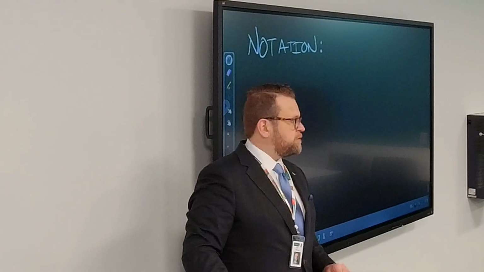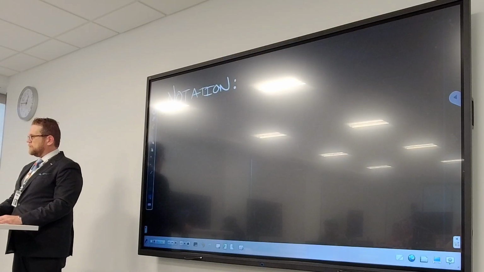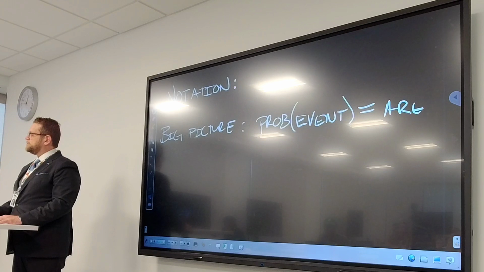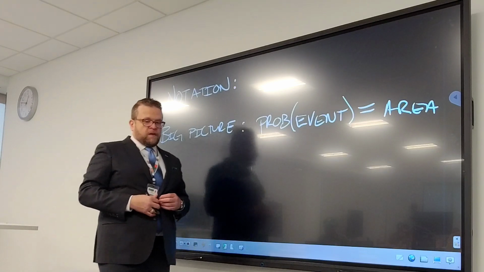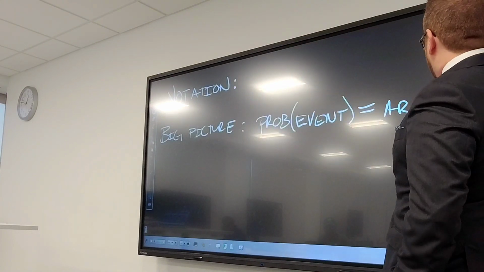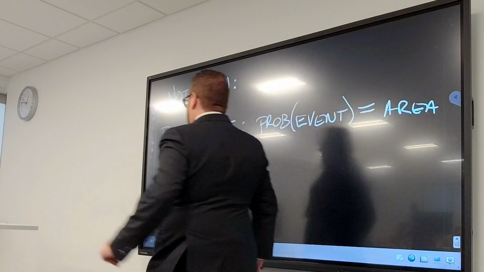Notation. This part is very important to get correct. Here's the big picture. Our notation works like this: the probability of an event is equal to an area. The probability of an event will be equal to one of these areas under the curve. And because the areas under the curve only vary between 0 and 1, this really will be a probability, because probabilities must be between 0 and 1.